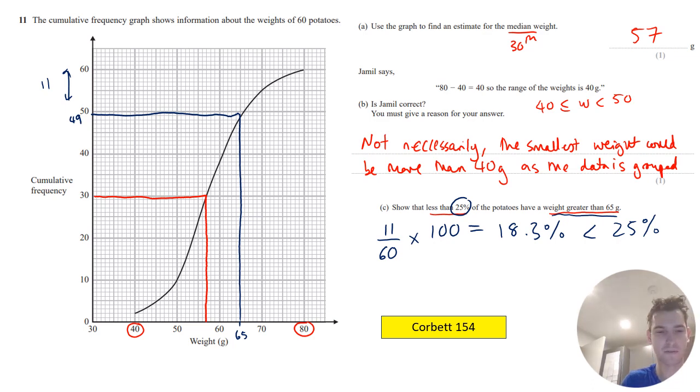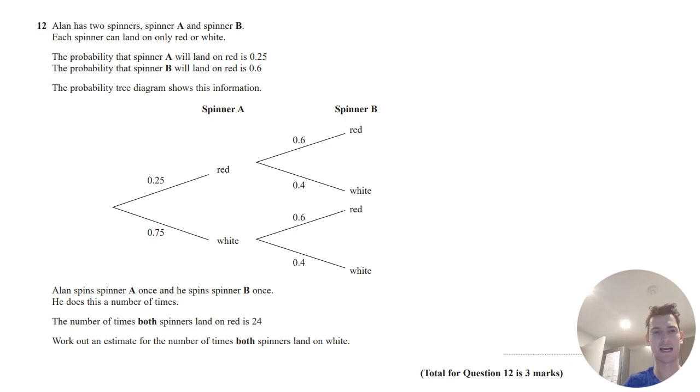Okay, next question. Question 12. Alan has two spinners, spinner A and spinner B. Each spinner can land on only red or white. Okay. It tells me the probabilities, and actually the diagram is completed for us. So he spins A once and B once.